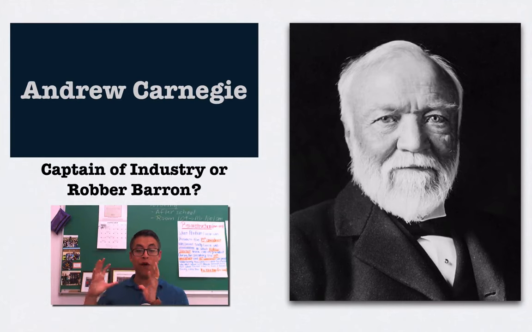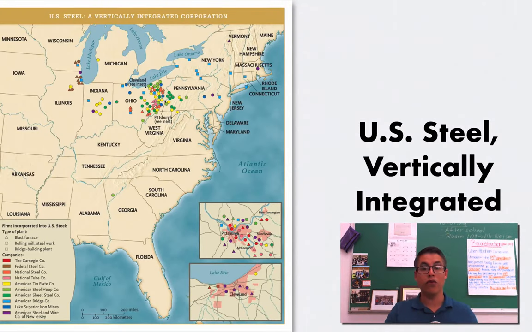Now, the robber baron point of view is that these people got rich based off of the hard work and labor of poor people, and they never thanked these poor people. They just brushed them off and took advantage of them. Now, whether you think one or the other is correct, you need to understand that there are these two sides. And so Andrew Carnegie is a good example of this. Because later in his life, when he became really wealthy, he got wealthy, first of all, off of this corporation he called U.S. Steel.